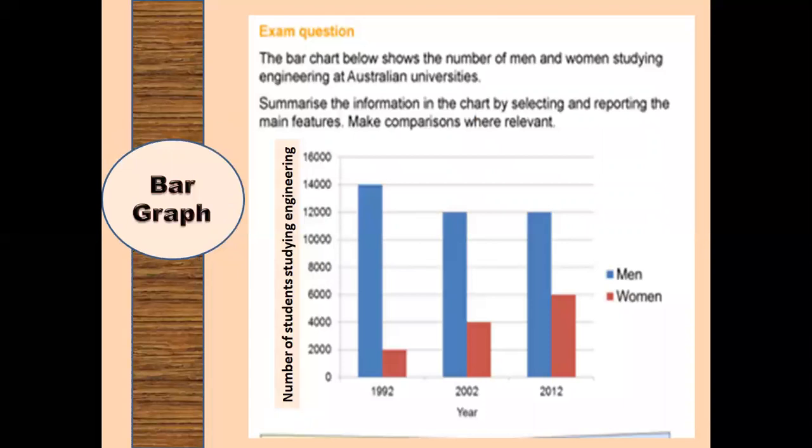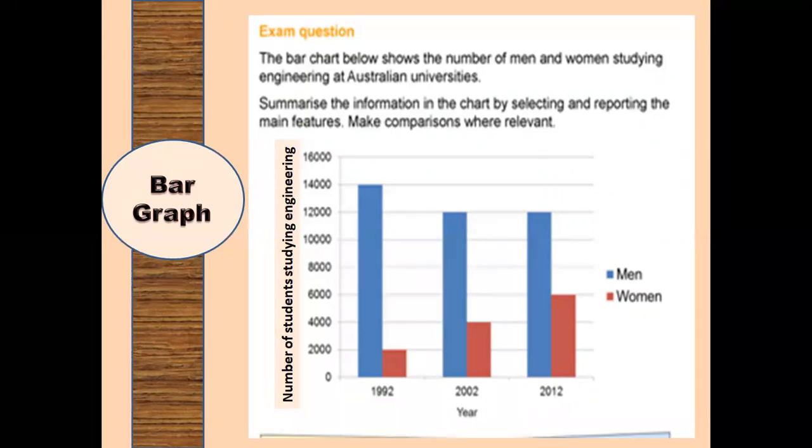Here I have an example to show you how to describe a bar graph. Here I have a question for you. The bar chart below shows the number of men and women studying engineering at Australian universities. Summarize the information in the chart by selecting and reporting the main features. Make comparisons where relevant.